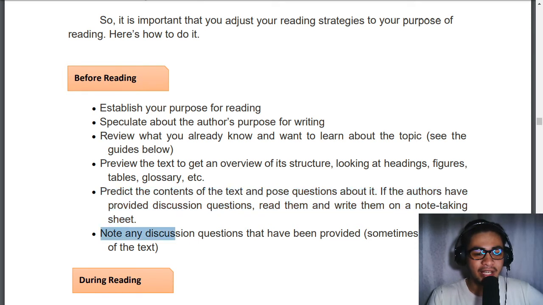Next is note any discussion questions that have been provided. Sometimes at the end of the text na siya ginahatag. Pero if ever there is a chance nga ihatag siya before reading the topic, so answer those questions, discussion questions. But mostly sa end part na siya.